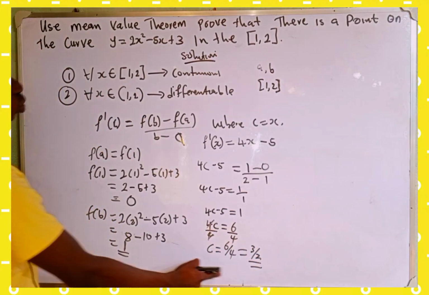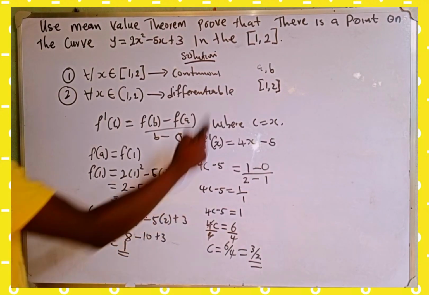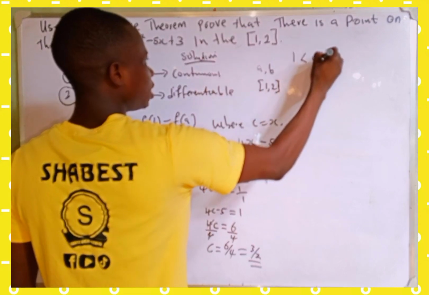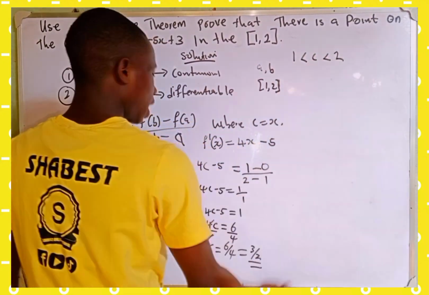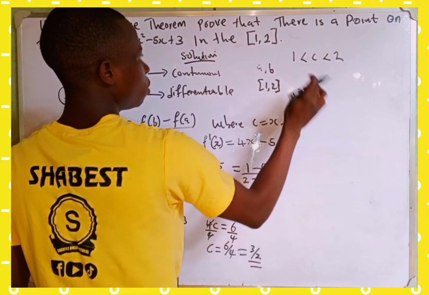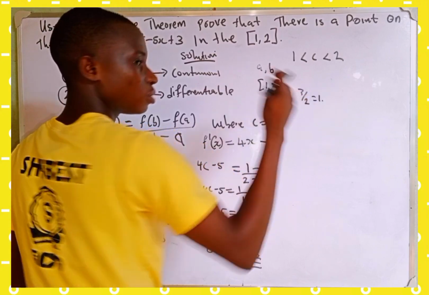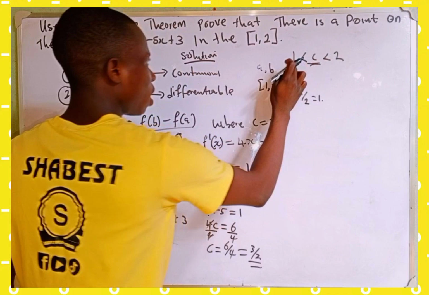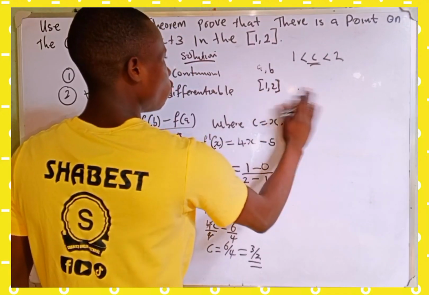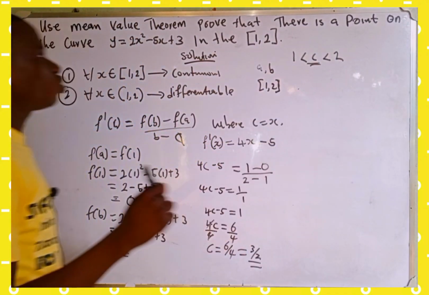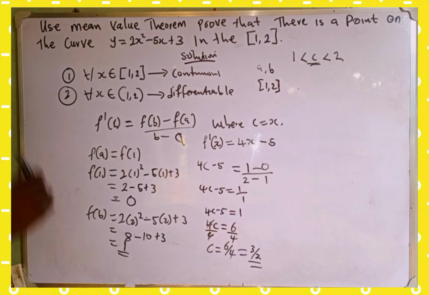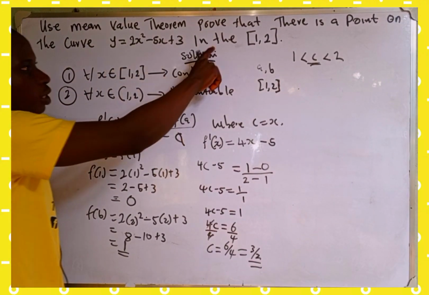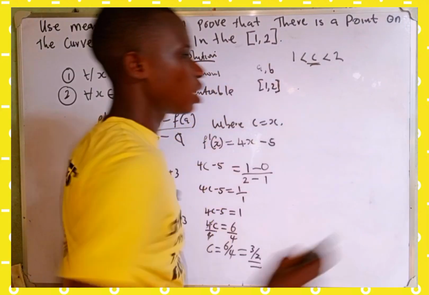So 3 over 2, and if you check, the interval 1 comma 2 is the same as 1 less than c less than 2, and 3 over 2 is 1 point something, and 1 point something is in this interval 1 to 2. We can find this 3 over 2 in this interval. So this is how to show that there is a point on the curve of a given function for the given interval 1 comma 2.